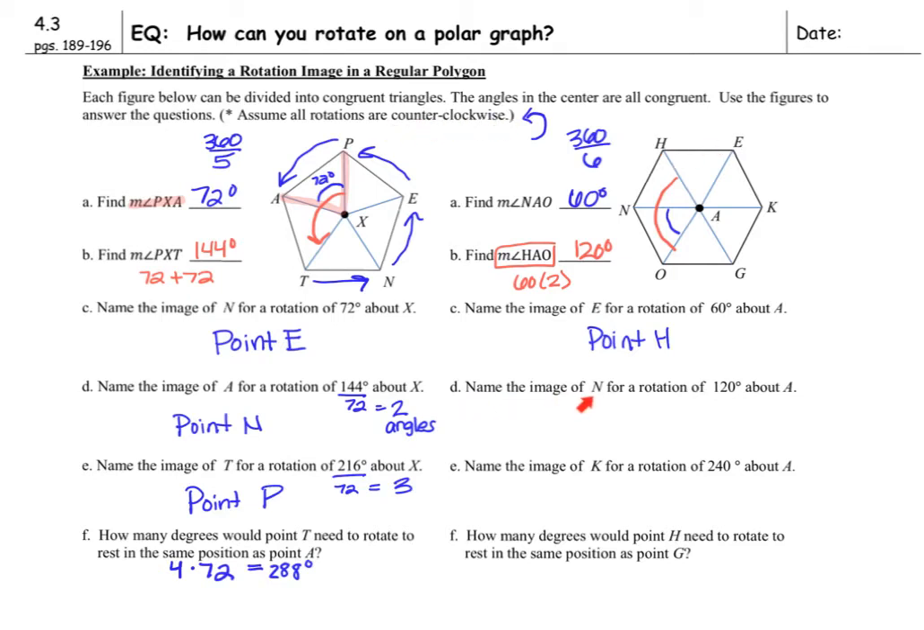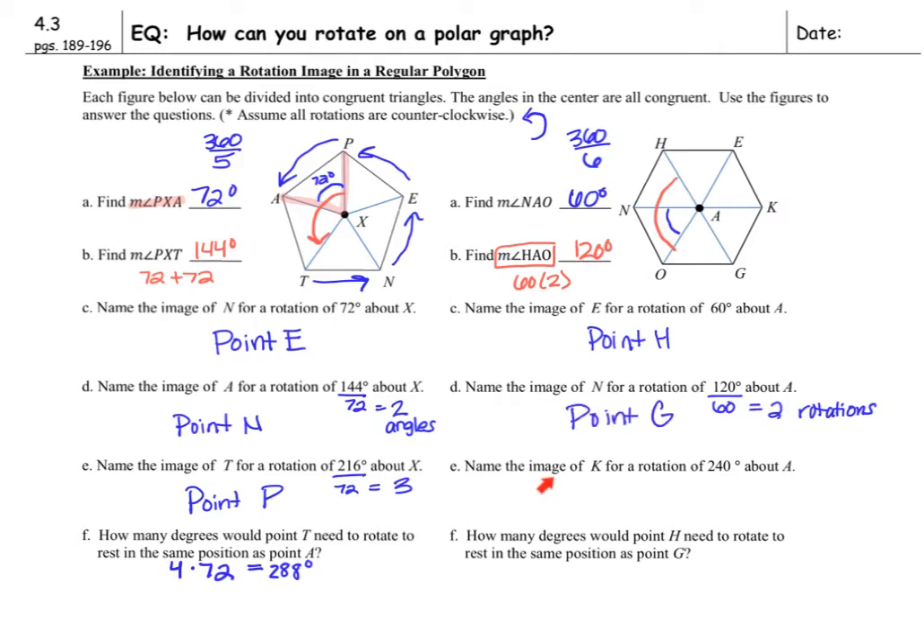Next, we're going to name the image of N for a rotation of 120 degrees about A. So N is here. I want to rotate 120 degrees. So if each triangle is 60 degrees, 120 divided by 60, that's equal to 2. So that means I'm going to go 2 rotations or 2 angles. Where would you end up? If I started at point N and went 2 rotations counterclockwise, I would end up at point G.